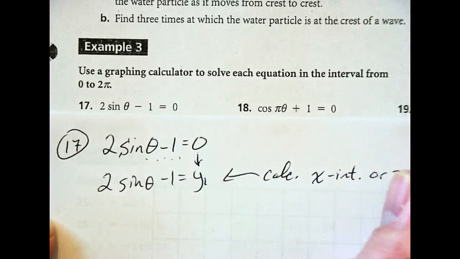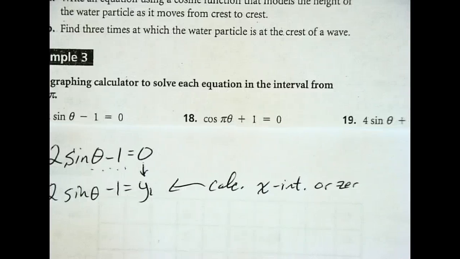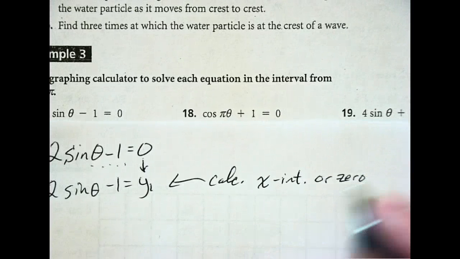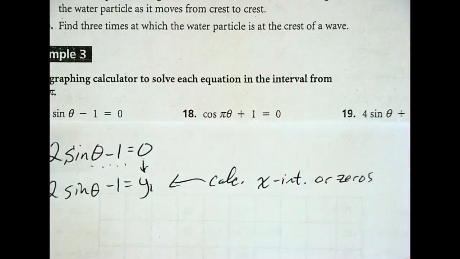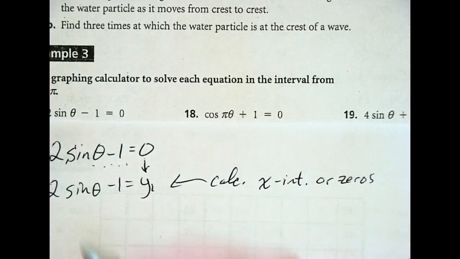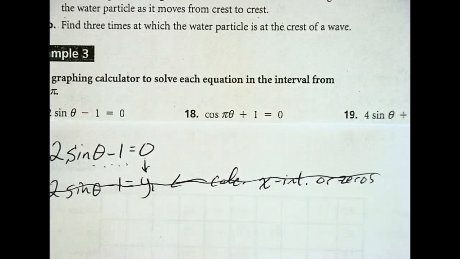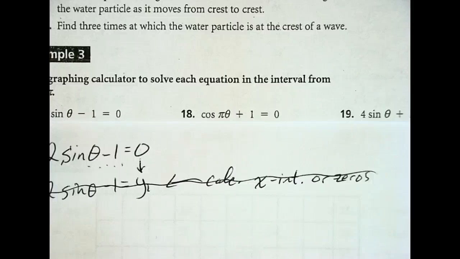Or you could graph it. Okay? Yes, the negative 1 is another piece. So I'm going to ignore this piece right now. You could do this, but I'm not going to do that. All right?